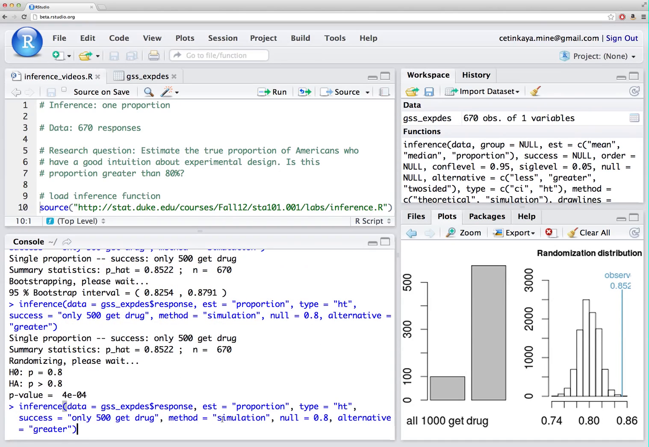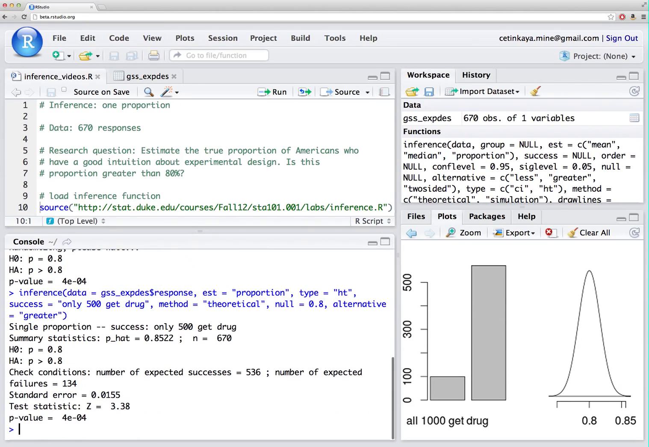Finally, to complete the story, we can try this hypothesis test using a theoretical approach as well. We want to make sure that when we're using a theoretical approach, our sample size condition or the success-failure condition is checked, and we check that using the null value, and still we see that we have a sufficiently large number of expected successes and failures to go ahead with the test. We calculate a z-score that happens to be pretty large, which yields a pretty small p-value, which means that we would reject the null hypothesis.